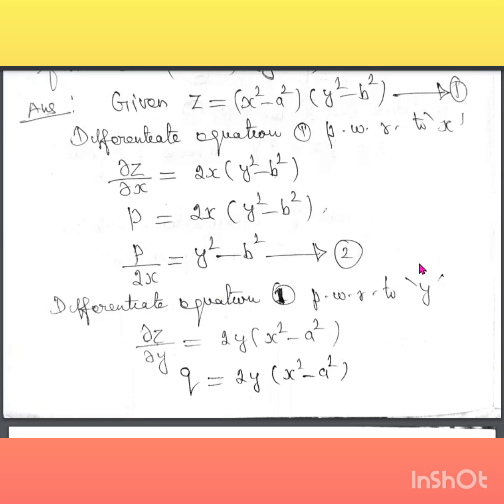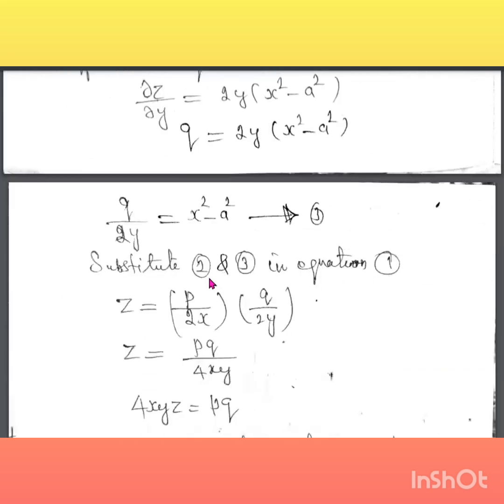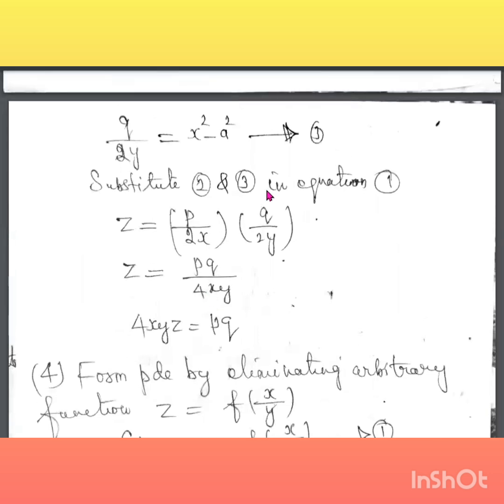Next, the same first equation, you have to differentiate partially with respect to y. ∂z/∂y, as I explained in the previous one, is equal to 2y into x square minus a square. So q is equal to 2y into x square minus a square. q divided by 2y is equal to x square minus a square. Take this as equation number 3.